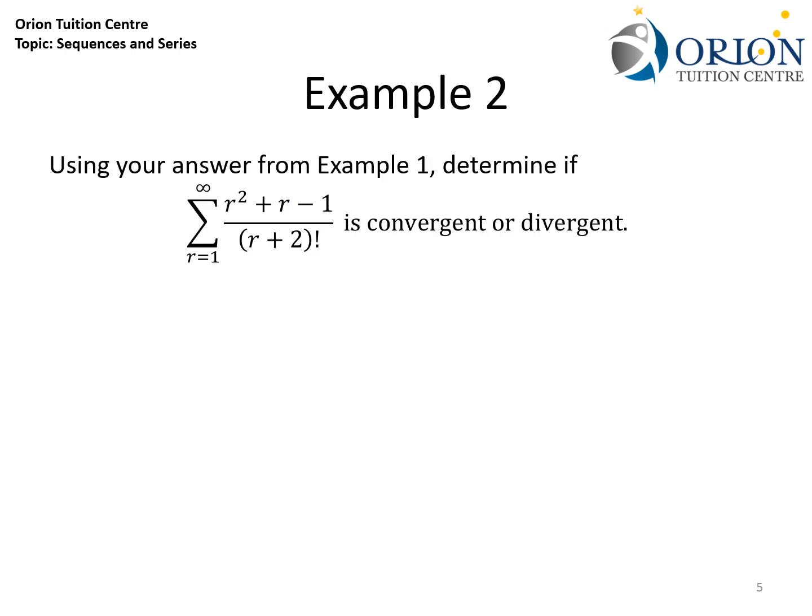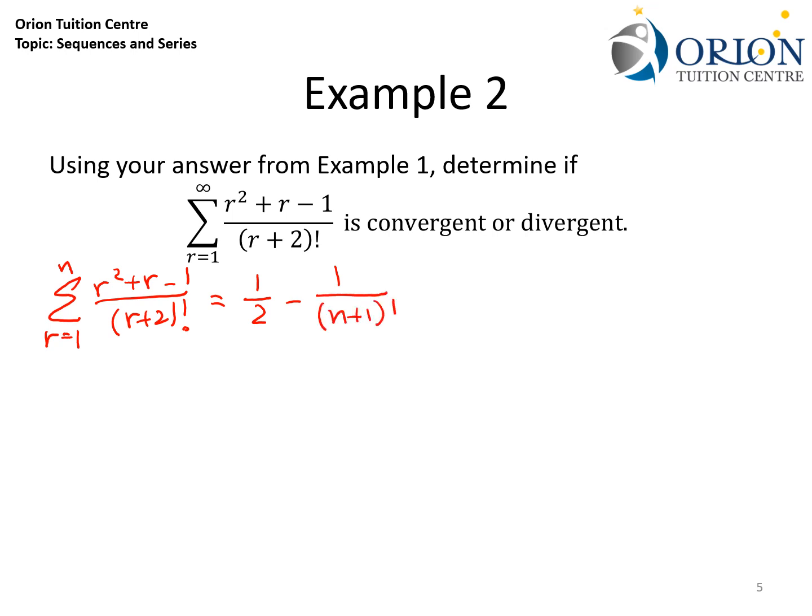From example 1, we have determined the sum of n terms of the particular series, summation of r equals 1 to n of (r squared plus r minus 1) over (r plus 2) factorial. We know that it is equal to half minus 1 over (n plus 1) factorial plus 1 over (n plus 2) factorial. Now we are asked whether the sum to infinity of this same series is convergent or divergent. And that means we have to find out the sum to infinity. So let's try to find out the sum to infinity.